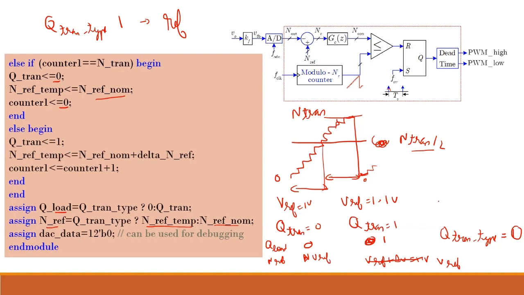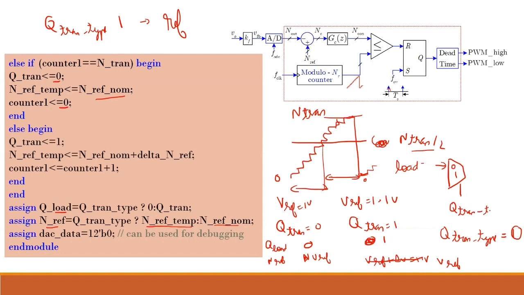So is this clear? Yes, sir. So we have talked about this assign Q load statement, Qtran type question mark 0. Qtran type is like a mux. This is my Qtran type, so it will be 0 or 1. If it is 0, that means I want load transient to occur.